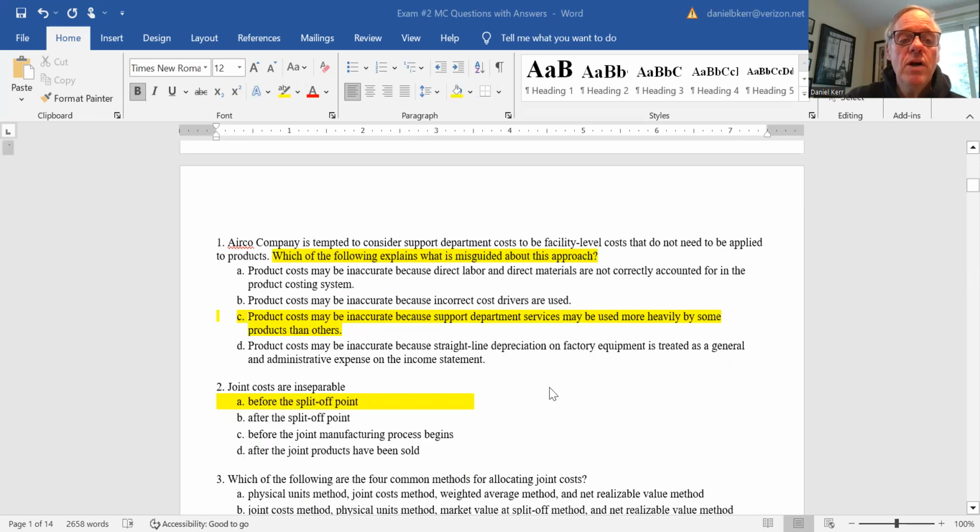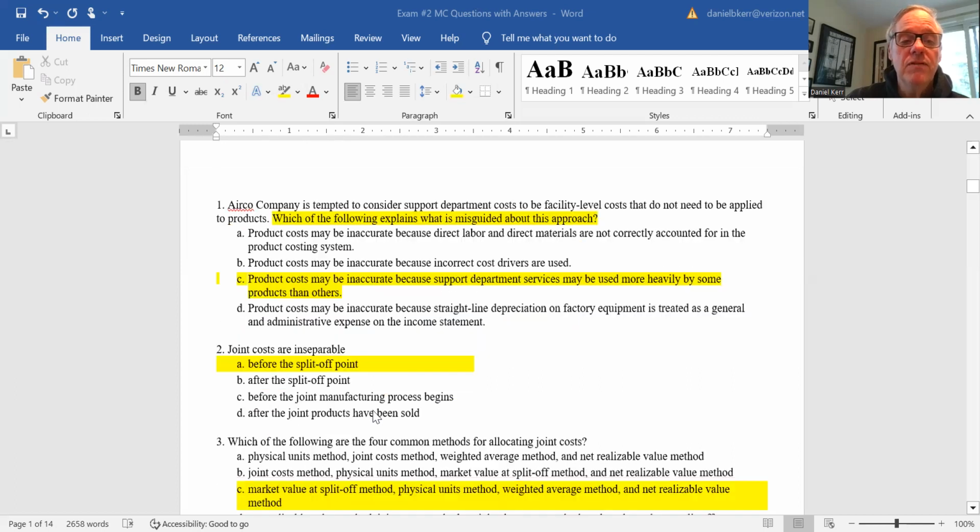2, joint costs are inseparable. This is the story of the pig in New Hampshire. It was originally Elmer, but out of respect for our own Elmer, I changed it to Clarence or something else. The costs incurred before split off are inseparable. So when we raised that pig in New Hampshire, before he came back dressed as ham and sausage and bacon and all sorts of other stuff, all the costs necessary to get him to the point where he was processed were the inseparable costs before split off. So joint costs are inseparable before split off. So the answer there is A.